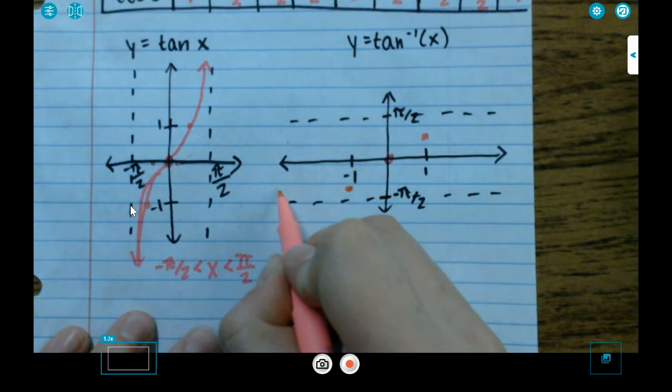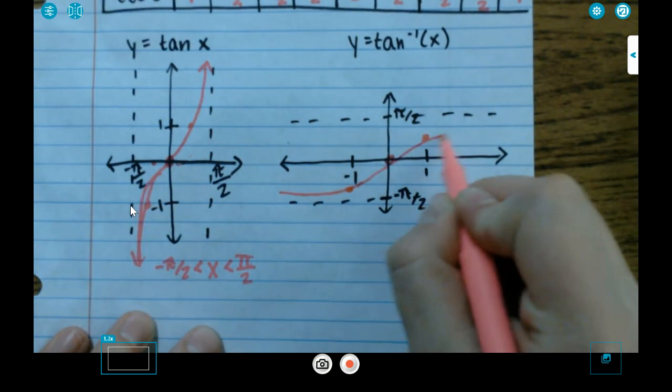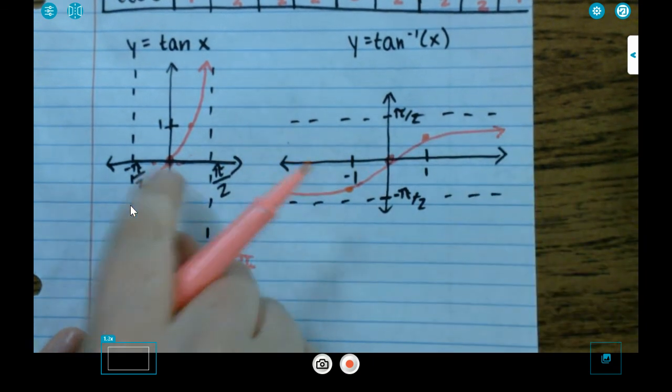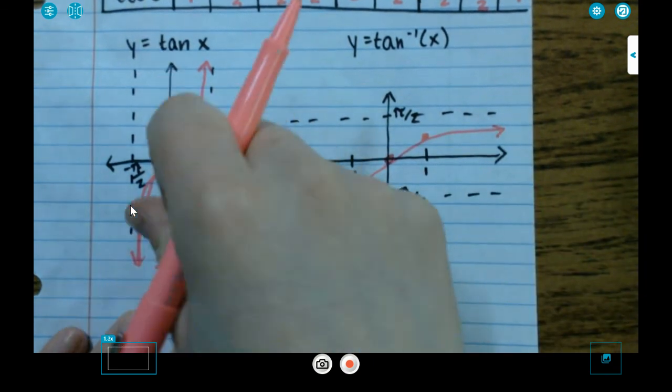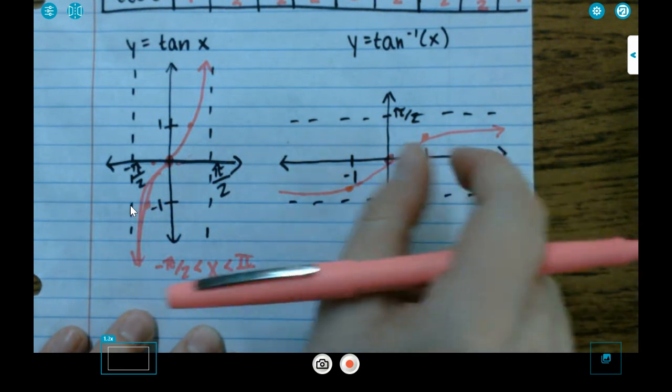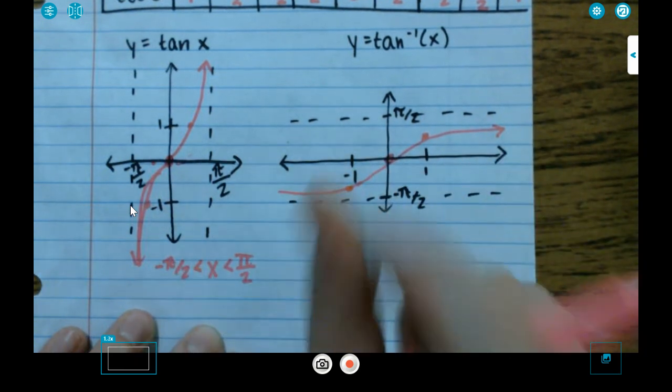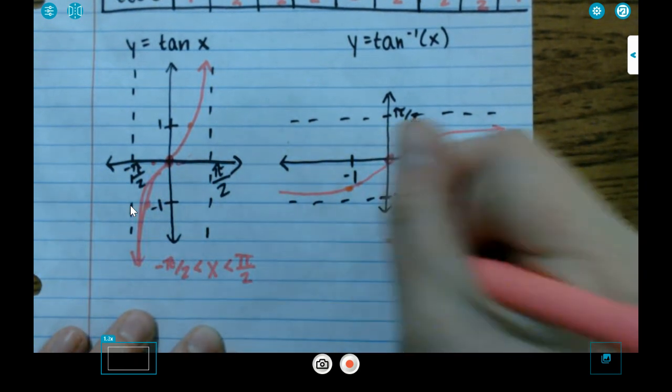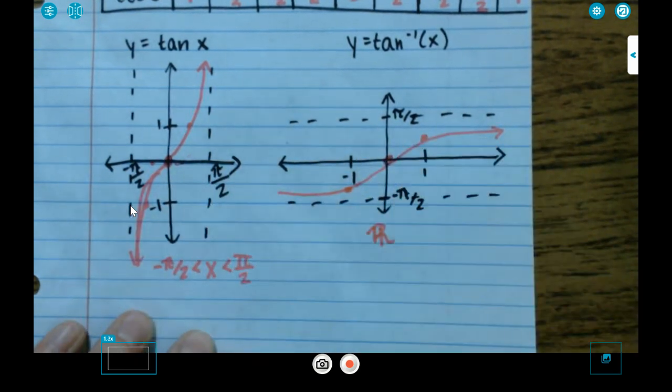And then it's going to curve this direction. And since it has those asymptotes and it has no restrictions on my y values here, it's going to have no restrictions on my x values here. So my domain is actually going to be all real numbers for my tangent function.